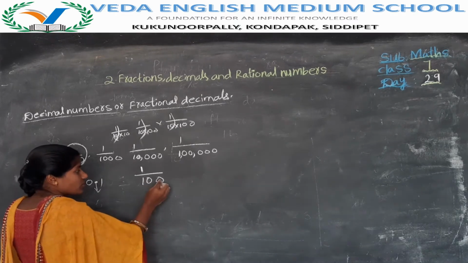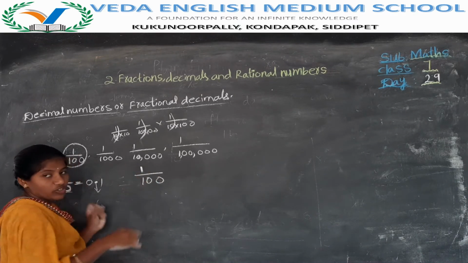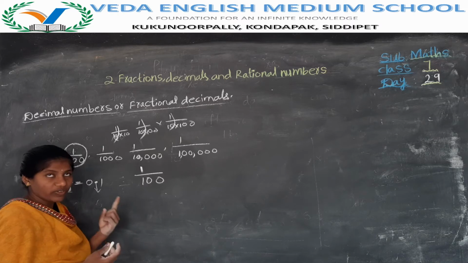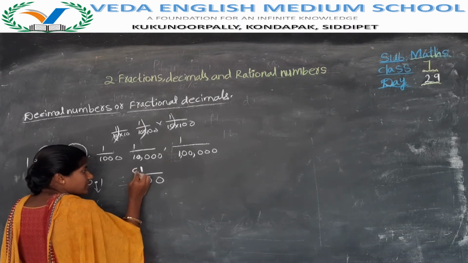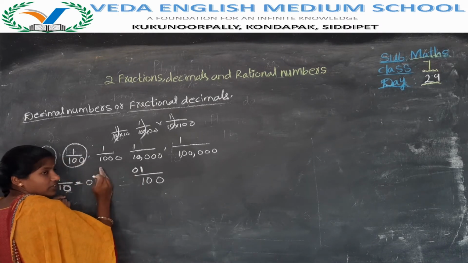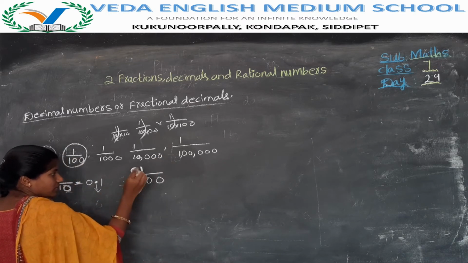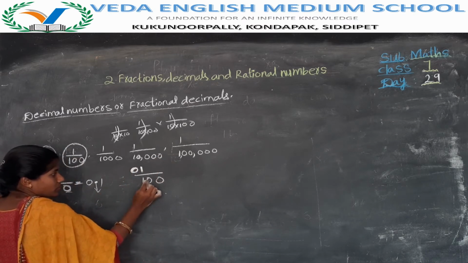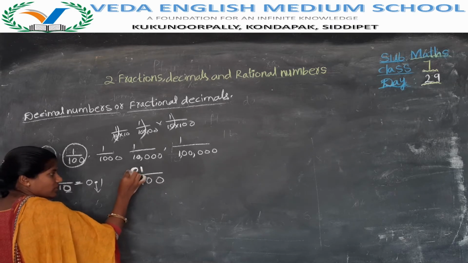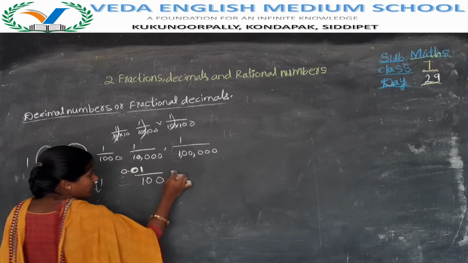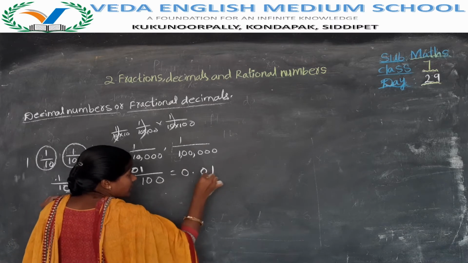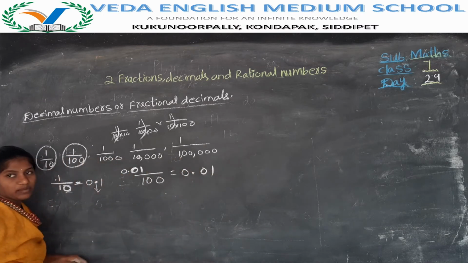Now 2 zeros are there, but here we have only one digit. So how many more zeros do we have to keep here? One more zero, on the left side. 2 zeros, 2 digits are there. After 2 digits you will get the point. Here you will get the point. So 1/100 means 0.01. This point is called the decimal point.